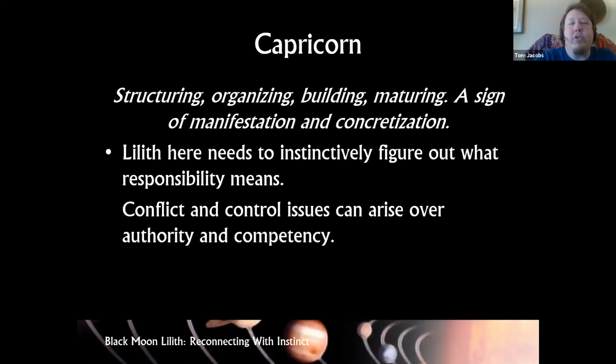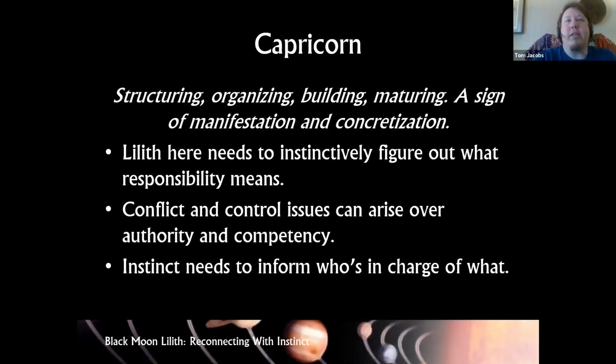Conflict and control issues can arise over authority and competency. Let's say a team leader has a great idea, but it's a little counter to the status quo. Lilith. And everyone else on the team goes to the higher-ups and says, this person's out of control. It's just a different idea, but they may feel threatened by it, so they may challenge that person's authority and competency. It's just one example. Instinct needs to inform who's in charge of what, including the person relinquishing certain responsibilities to make sure he or she is available for more appropriate ones.